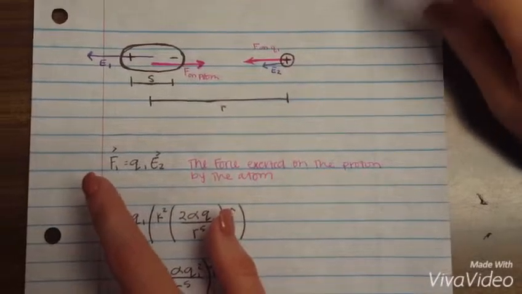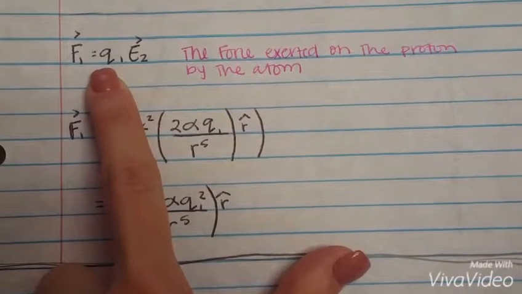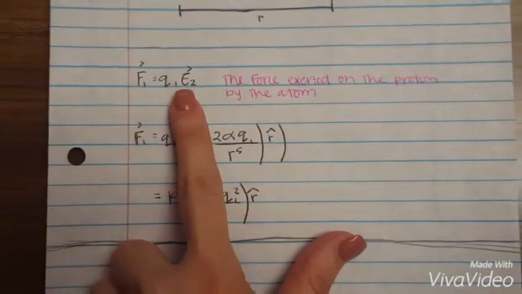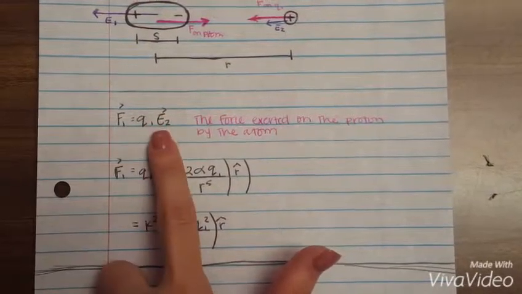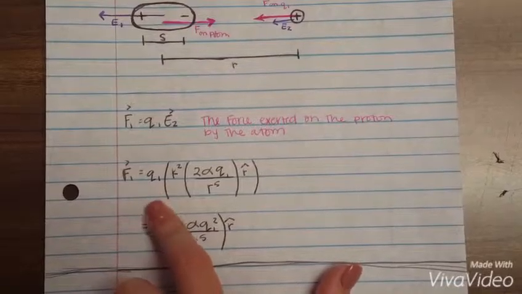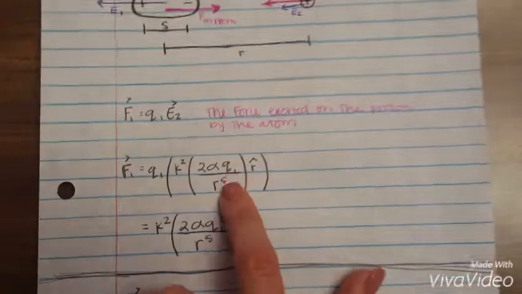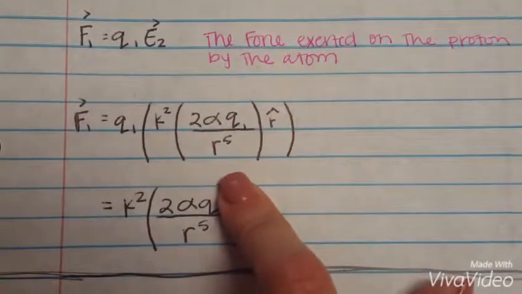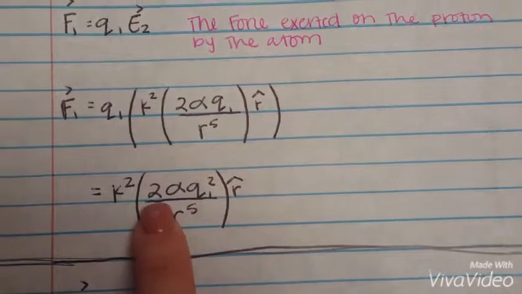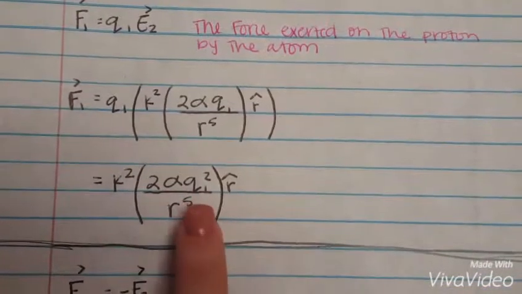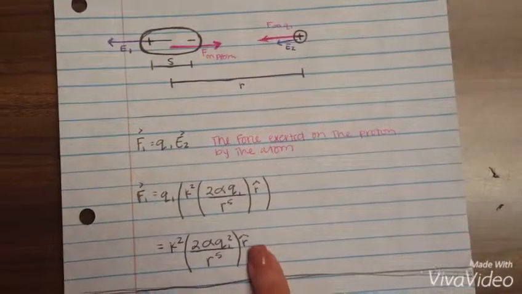The electric force on the proton by the atom is given by F equals the charge of the proton times E2. Now we just plug in the equation for E2 that we just got into this force equation, and we get the charge of the proton times K squared times 2 times the polarizability of the atom times the charge of the proton divided by r to the fifth, and then r hat. Simplifying this, we get K squared times 2 times the polarizability of the atom times the charge of the proton squared divided by r to the fifth times r hat.